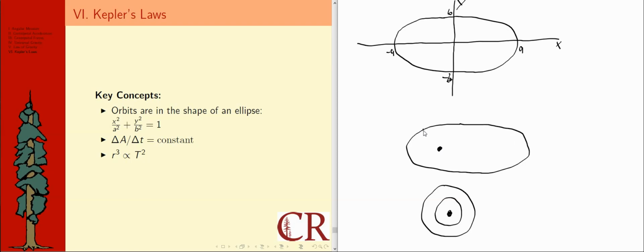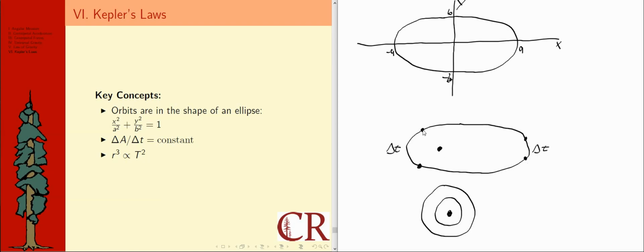If the planet at some point in time goes from here to here, in some time interval delta t, and then later in its orbit it's way out at the far end, and you ask how far does it go in the same time delta t? It'll go less far. It's slowed down out there. That's the deeper meaning of Kepler's second law.